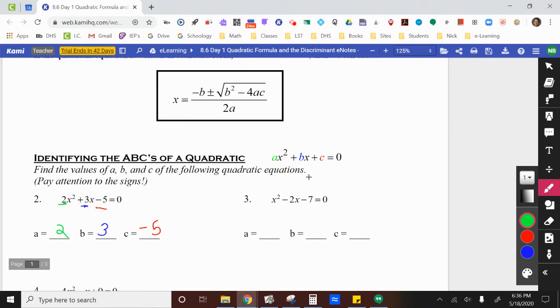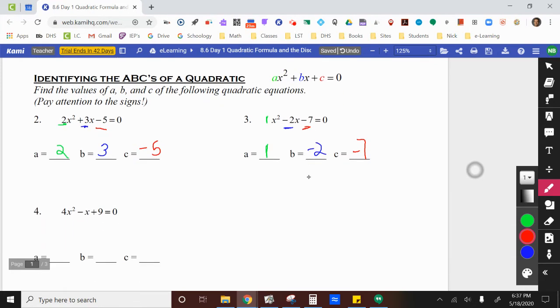In this case, I don't see a number, but there is one there. This is that invisible number 1. In math, we've been talking about this the last 2 years, right? If there's no number in front of a variable, then that number is 1. So my a value is 1 here. My b value is going to be -2. And my c value is going to be -7. So again, pay attention to the signs.